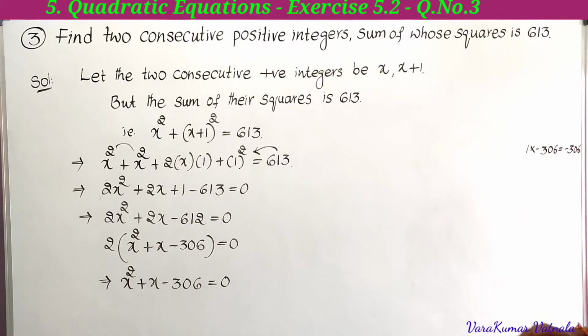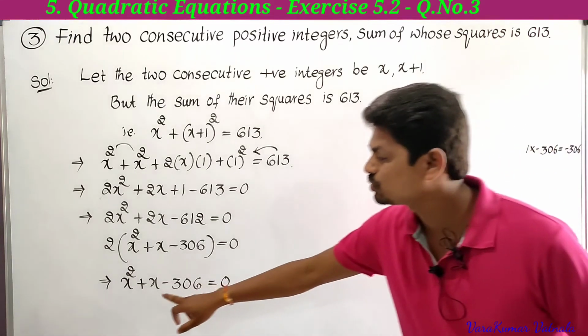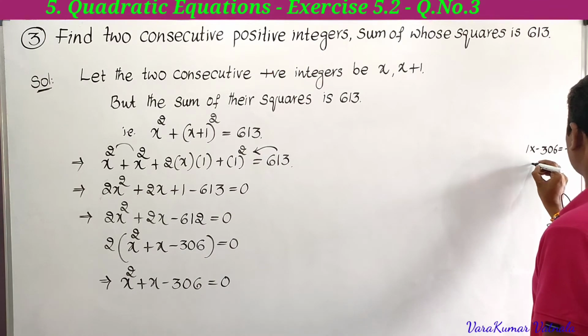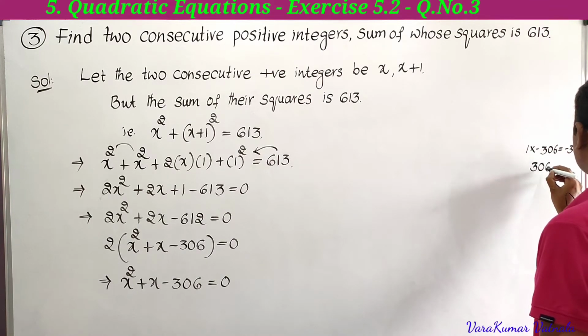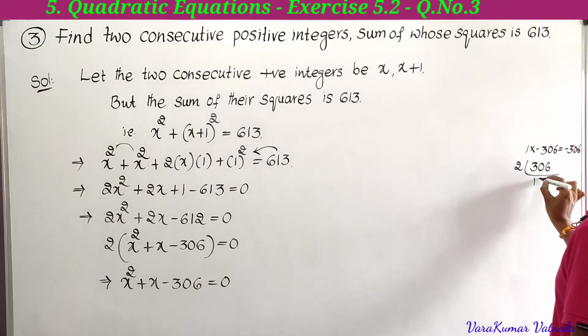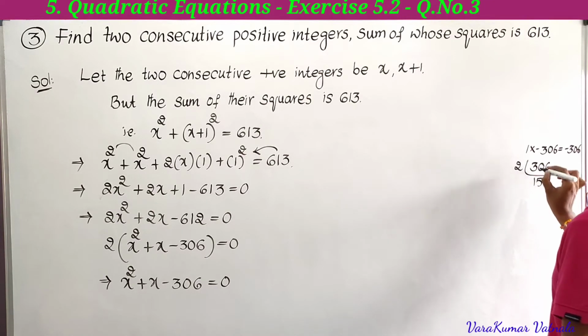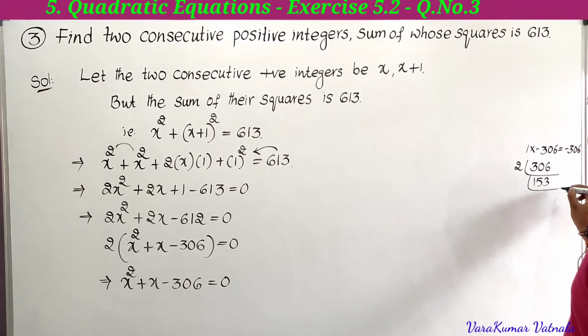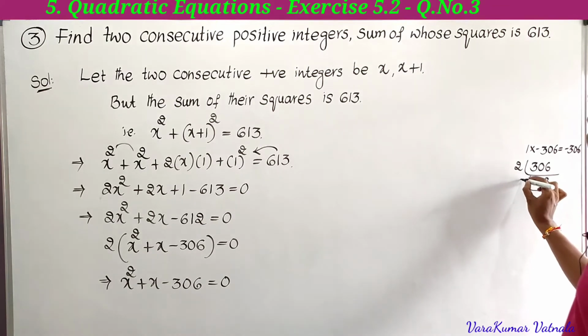Here the condition is that their product should be minus 306 and sum should be plus 1. So we just have to resolve 306 into factors. 306 divided by 2: 2 ones are 2, 2 fives are 10, 2 threes are 6. So 2 into 153 is not possible, so again we divide further by 3.